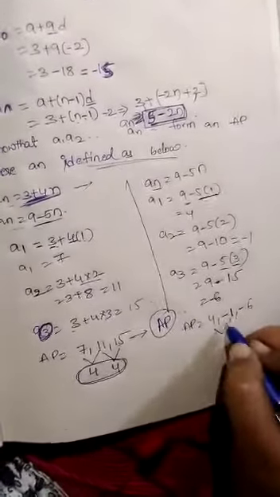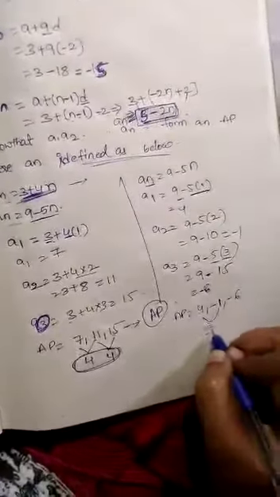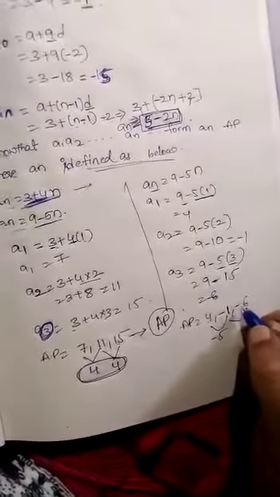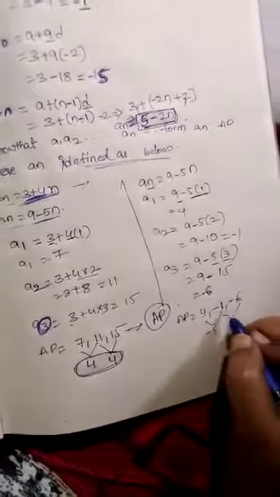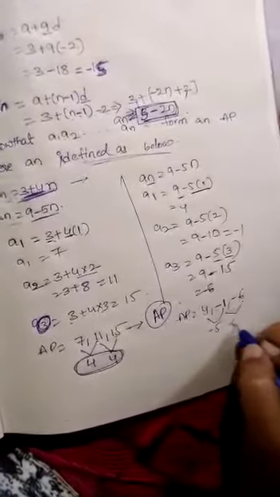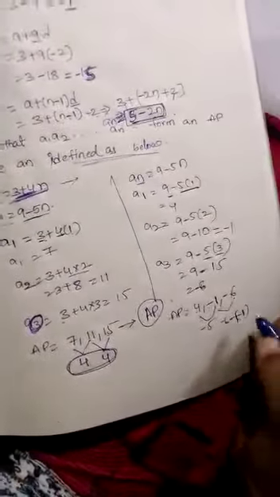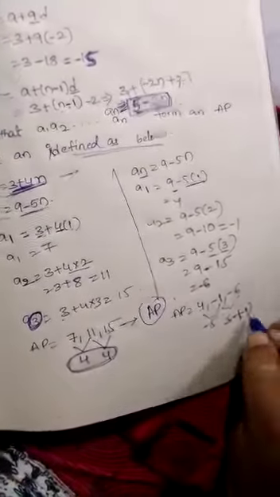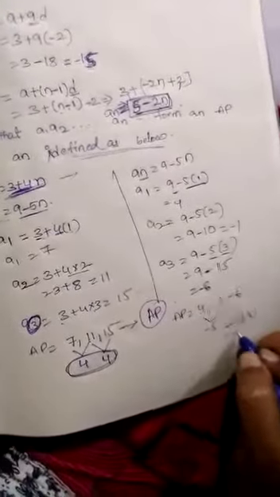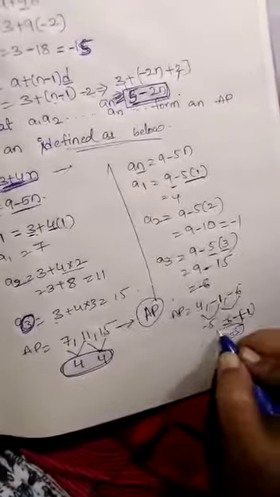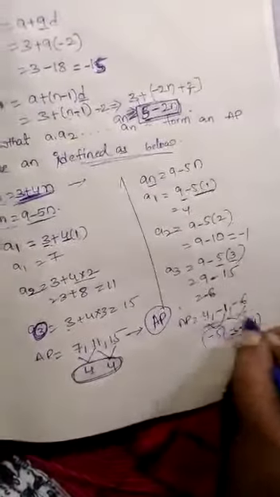So the difference is minus 1 minus 4, minus 5. Minus 6 minus of minus 1: minus into minus is plus. So minus 6 plus 1, this is equal to minus 5. So here the difference is constant. So the given series is in AP.